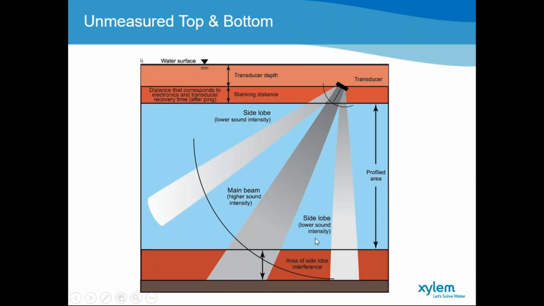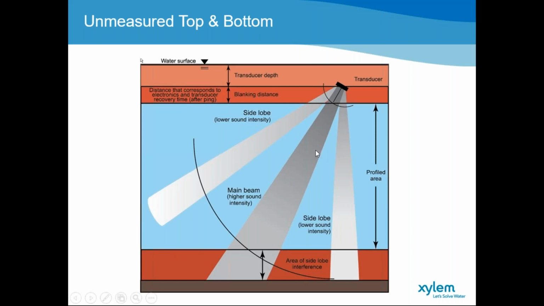This is a closer-up view of those 2 top and bottom zones. As you can see there, that's your transducer depth and your blanking distance, and that is the area that we're not able to measure and will be determined by an extrapolation method. The bottom portion, as I mentioned previously, is the area where side lobe interference can occur, and for this reason SonTek has a default value of 10% to cut off.